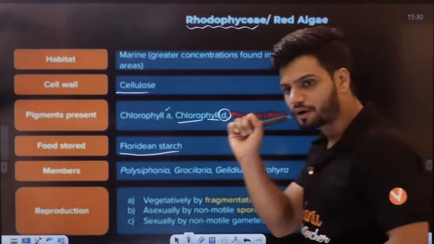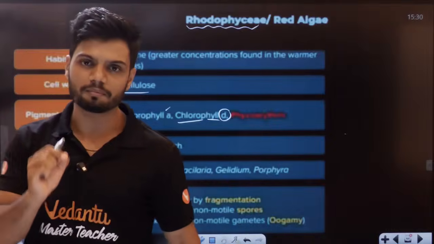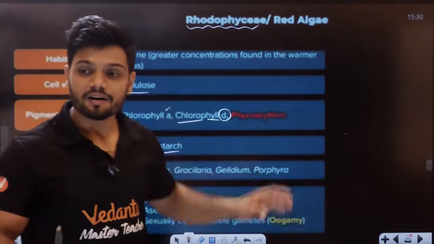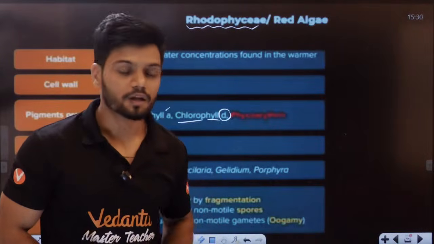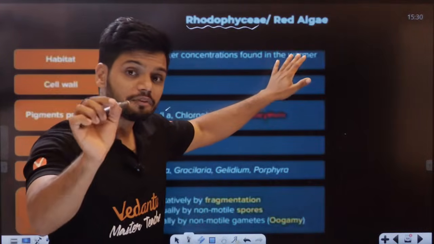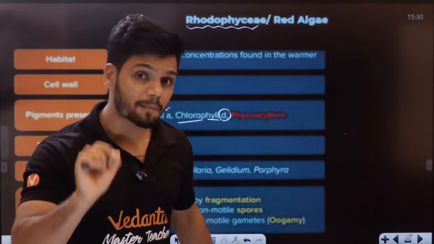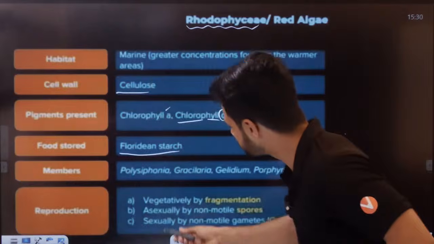अभी यहां सबसे इंपॉर्टेंट क्या है पता है? यहां पर सबसे इंपॉर्टेंट है द मोटिलिटी इन योर रोडोफाइसी। रोडोफाइसी के अंदर फ्लैजेला एब्सेंट है पूरा। अगर यहां पर फ्लैजेला कंप्लीटली एब्सेंट होगा, सो व्हाट डू वी नोटिस?